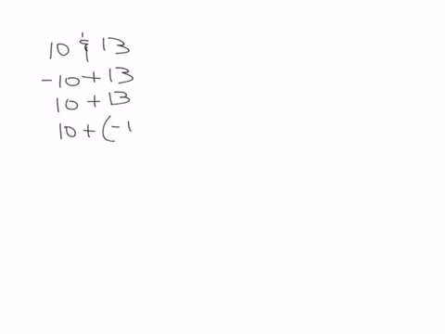Example 8 says add all possible combinations of 10 and 13. So that means take negative 10 plus 13, 10 plus 13. So we made 10 negative and positive. Now let's make 10 positive and 13 negative, and 10 negative and 13 negative. I think those are all the combinations that we can have here, these 4.